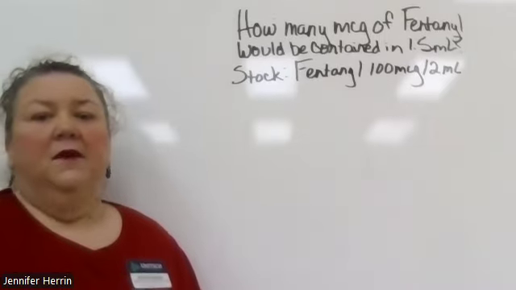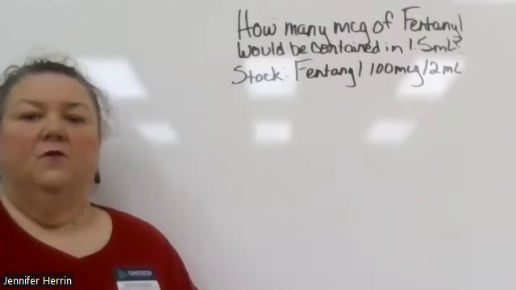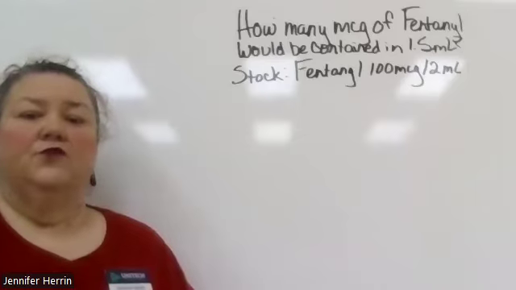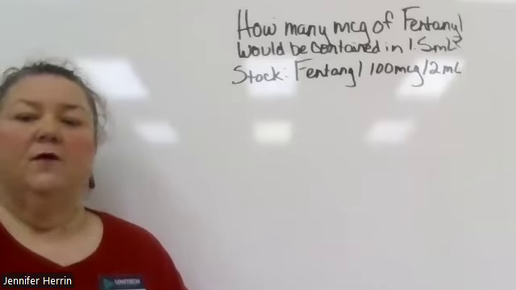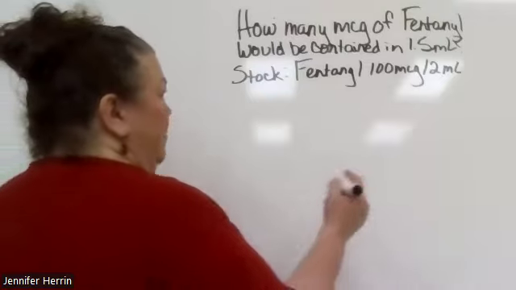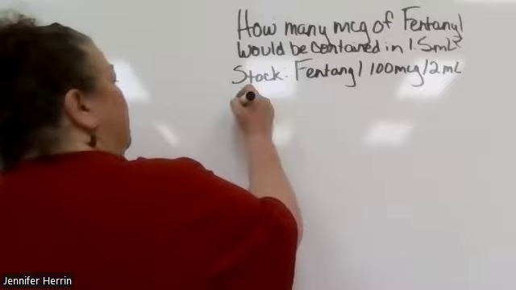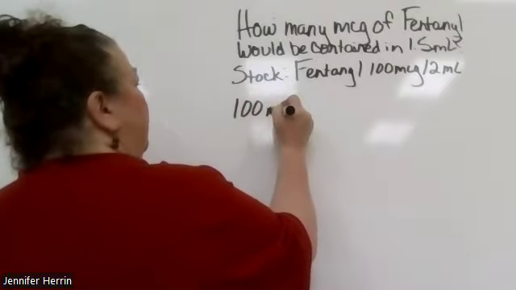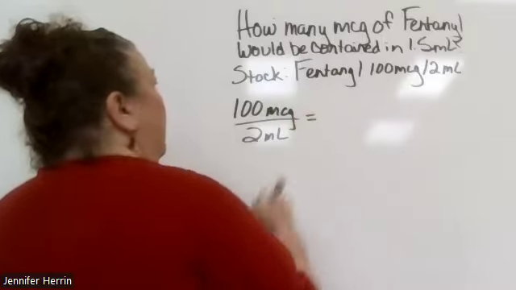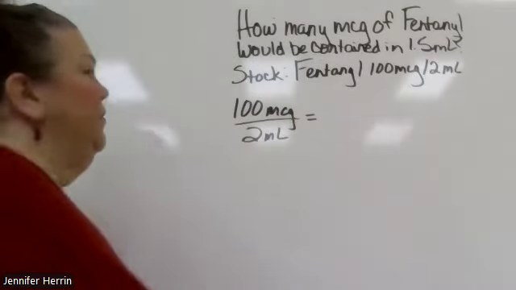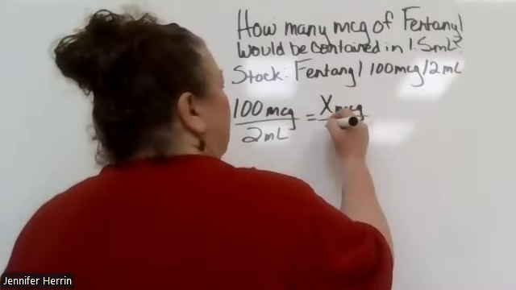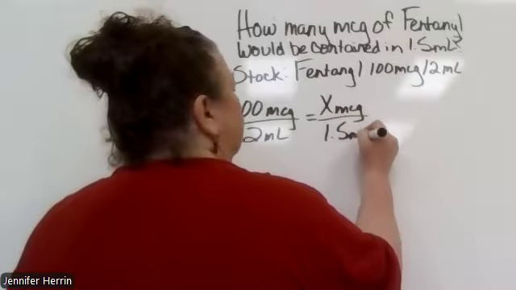Right, for this example, we're being asked how many micrograms of fentanyl would be contained in 1.5 milliliters. Our stock solution contains fentanyl 100 micrograms per 2 ml. So let's start with what we have. 100 micrograms per 2 ml. So that's what we have. And we will set that equal to, or looking for the amount of micrograms in 1.5 milliliters.